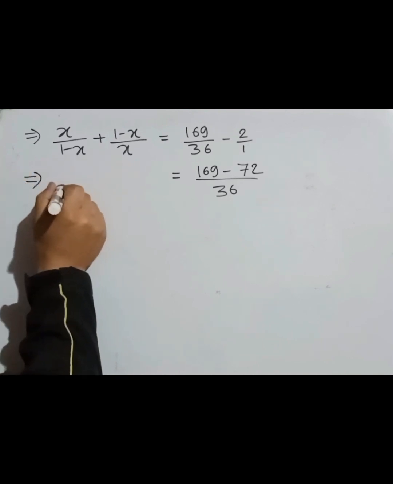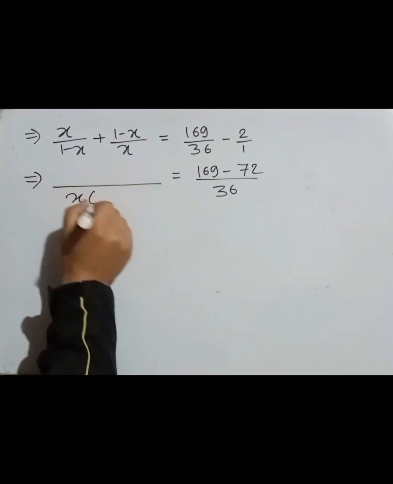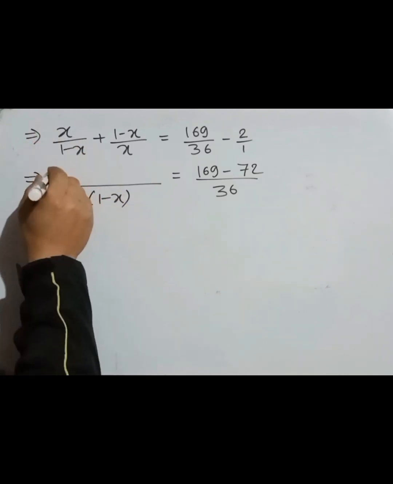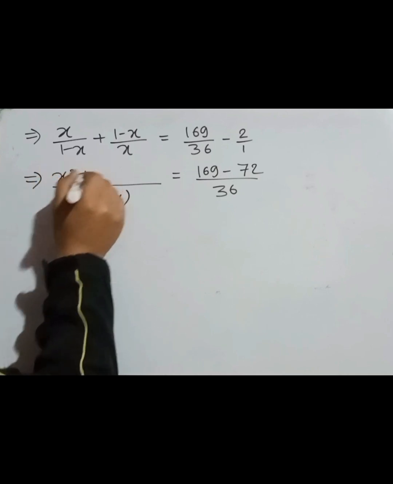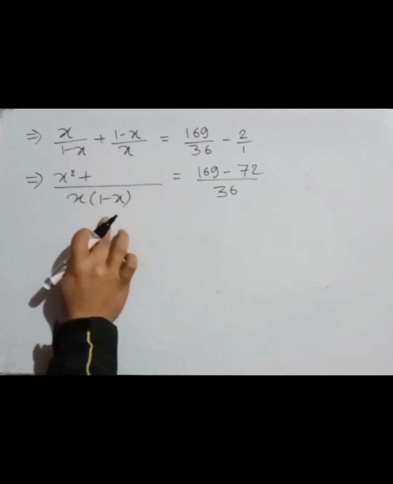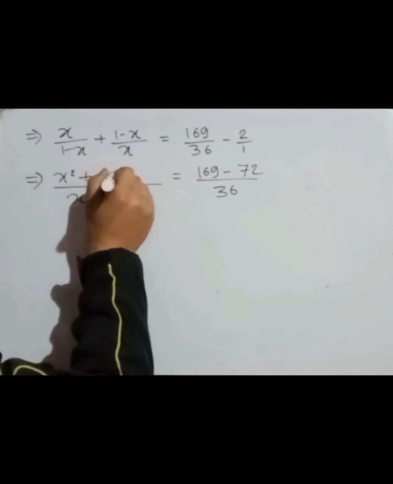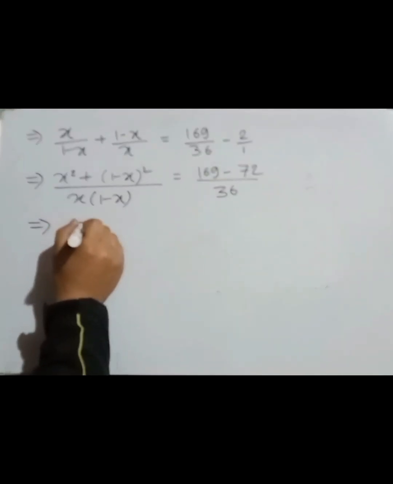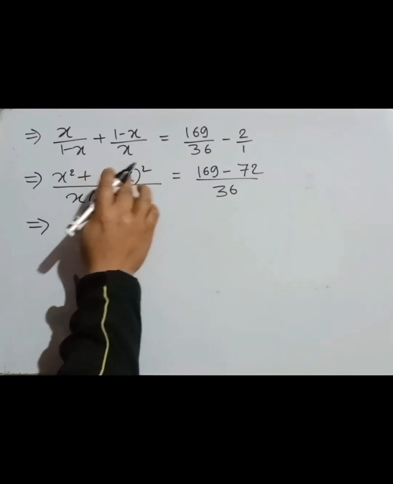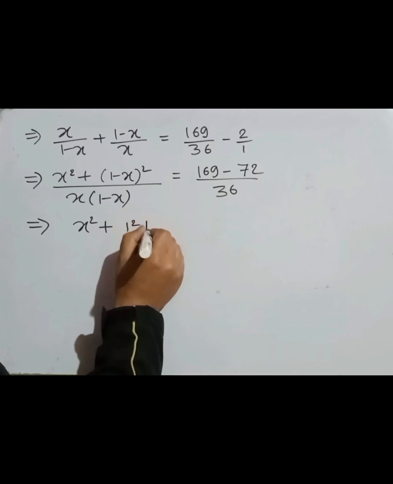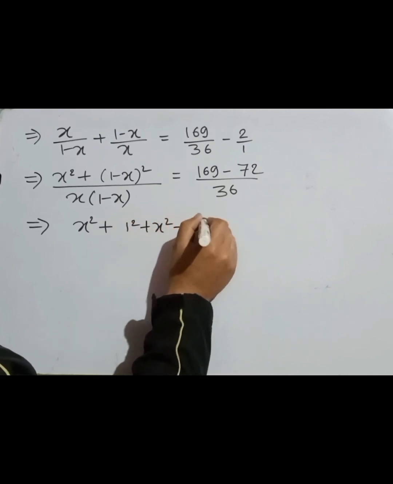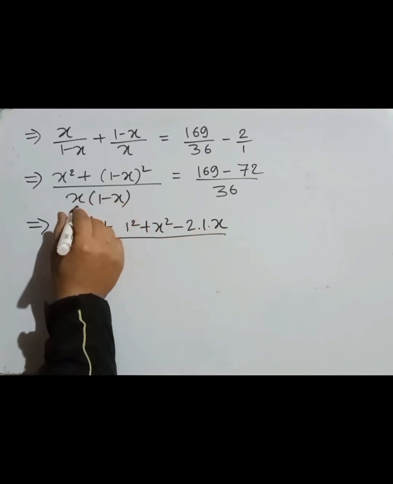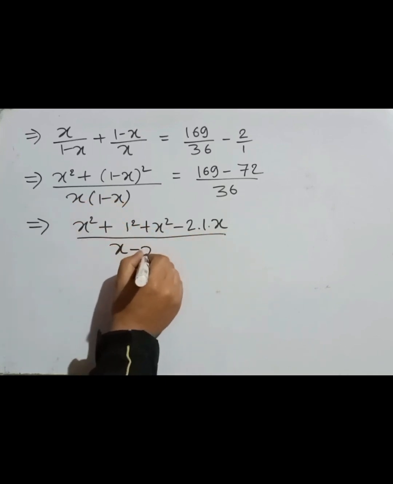And the left hand side, the LCM of x and 1−x is x into (1−x). So when we divide this by 1−x, the quotient is x, and x into x is x square. And when we divide this by x, the quotient is 1−x. (1−x) into (1−x) is (1−x) square. In the next line we can open (1−x) square in the numerator, which is equal to 1 square plus x square minus 2 into 1 into x. And the denominator is x into 1−x.